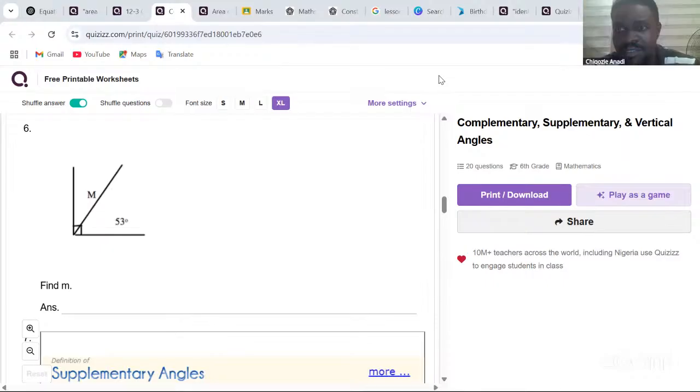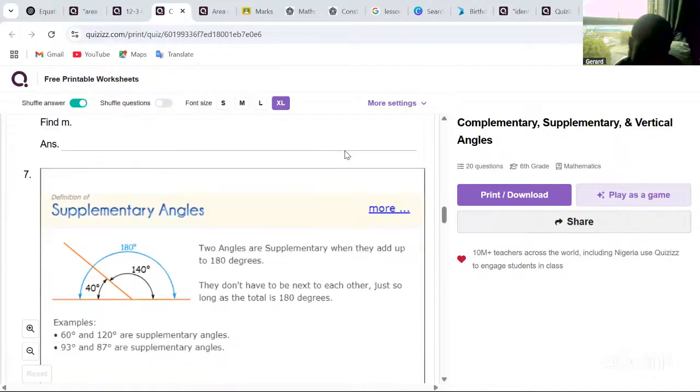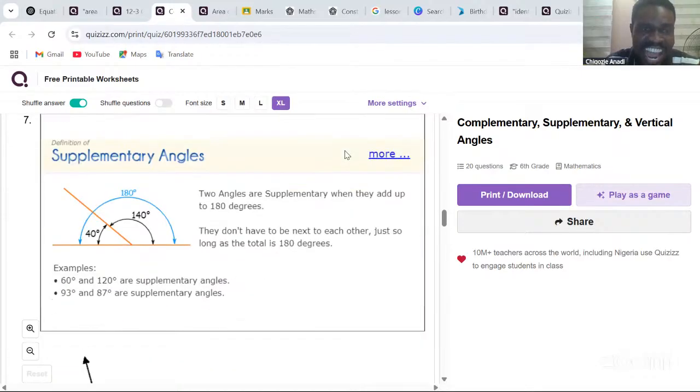37 degrees. Absolutely correct. Is that the same thing you got, Gerald? Yes, sir. Very good. So the value for m will be 37 degrees. So 37 degrees and 53 degrees are what? Complementary angles. So you can see that complementary angle is not that hard. It's very easy to understand and grasp. Now let's go to the next one, which is supplementary angle.